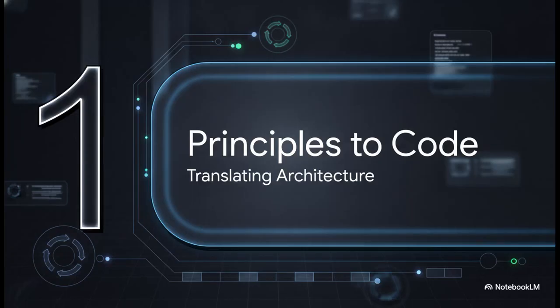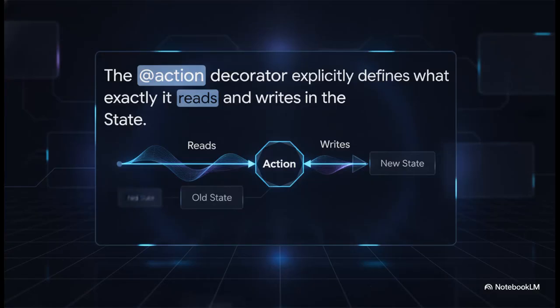All right, moving on to Section 1, from first principles to code, translating the architecture. Let's actually take these abstract concepts and anchor them in some concrete Python code. It starts right here with the @action decorator. In Burr, state is intentionally immutable. Every single update produces a completely new state rather than mutating variables in place.